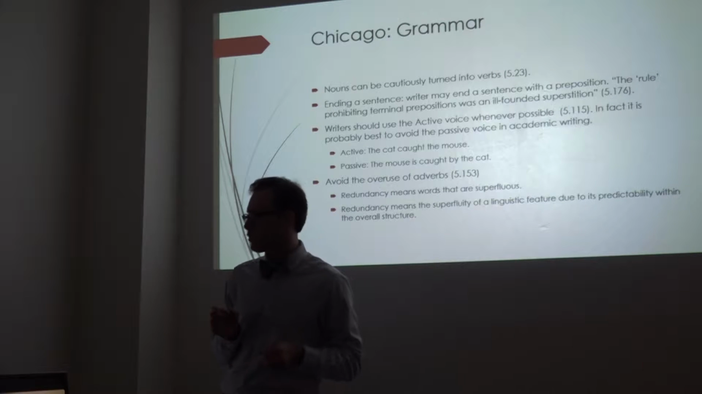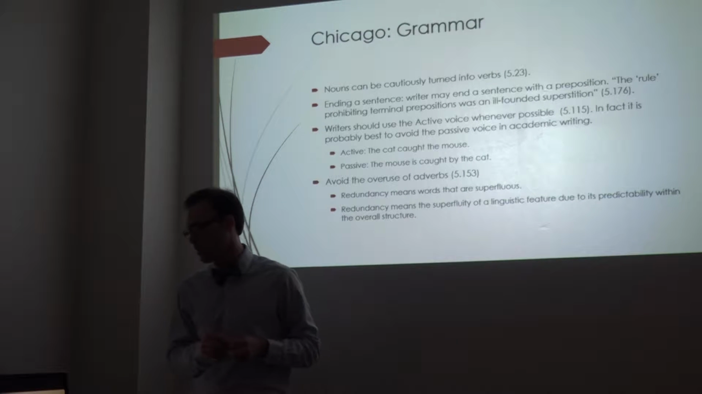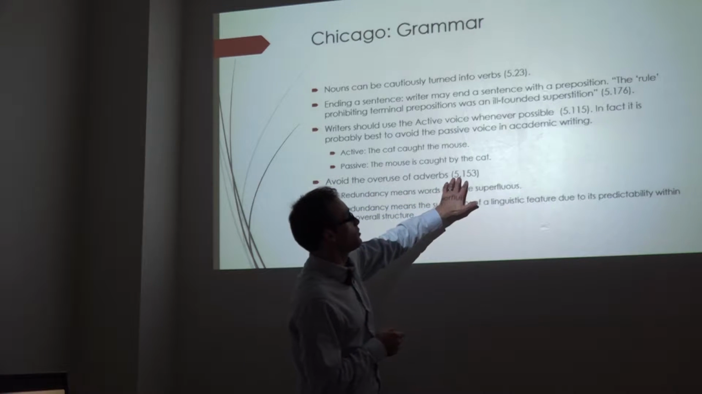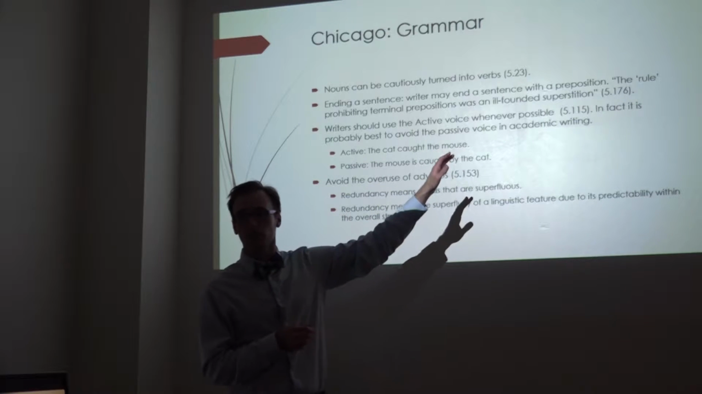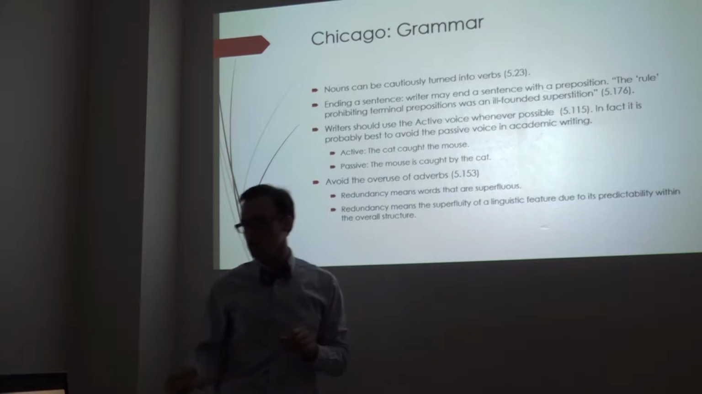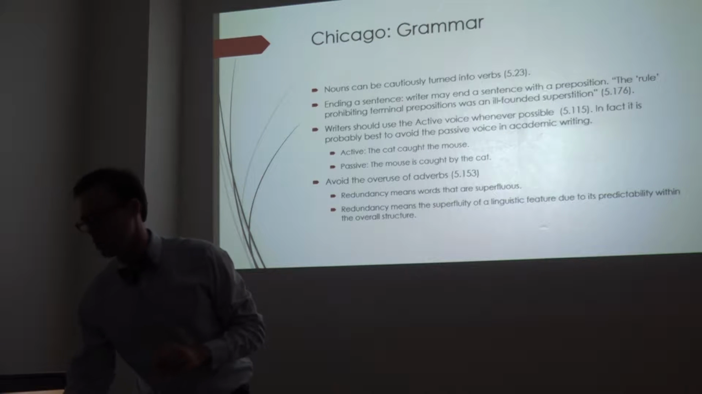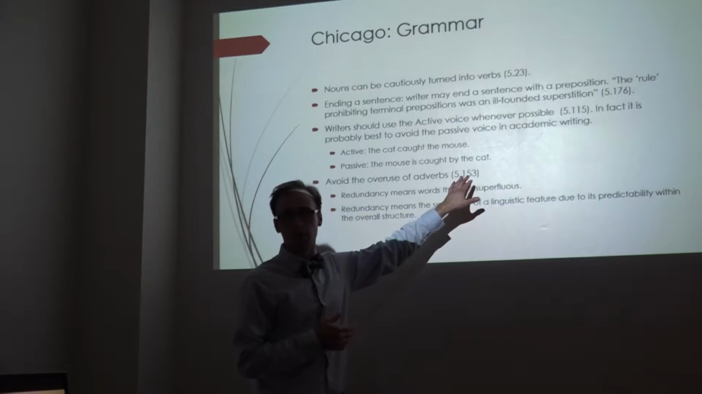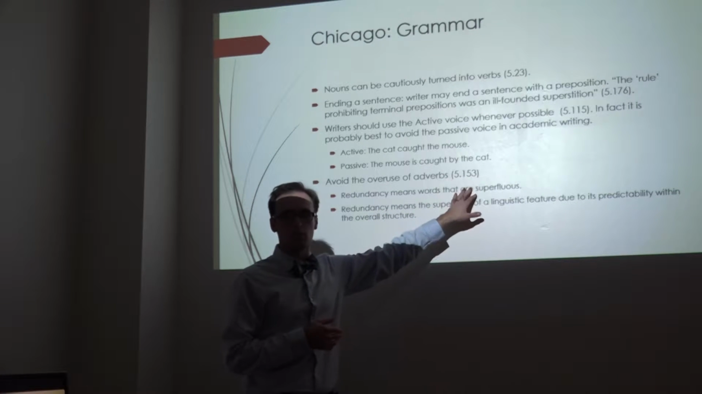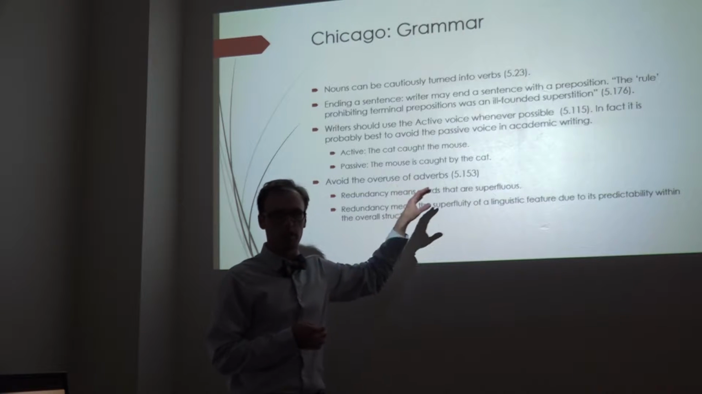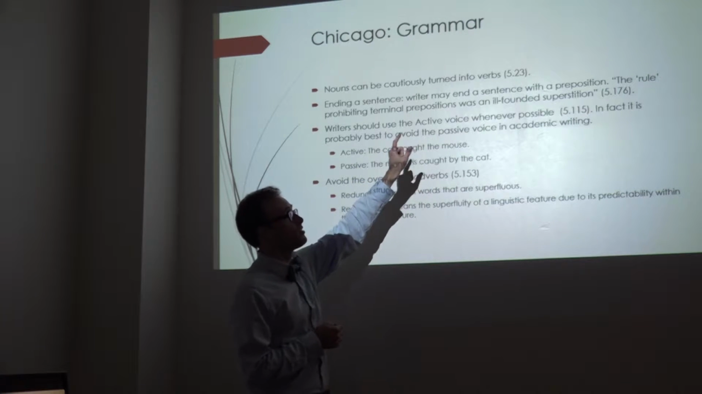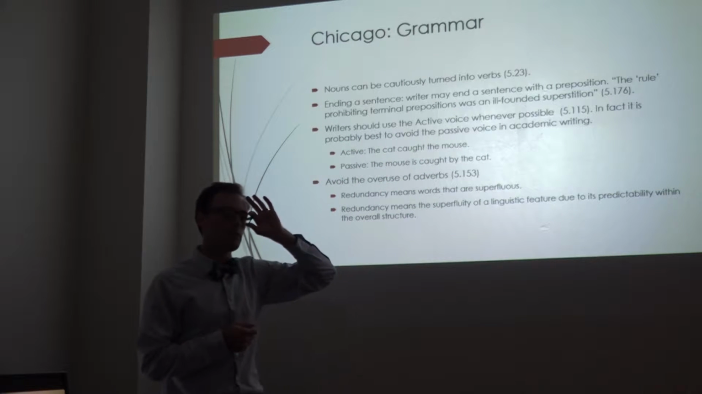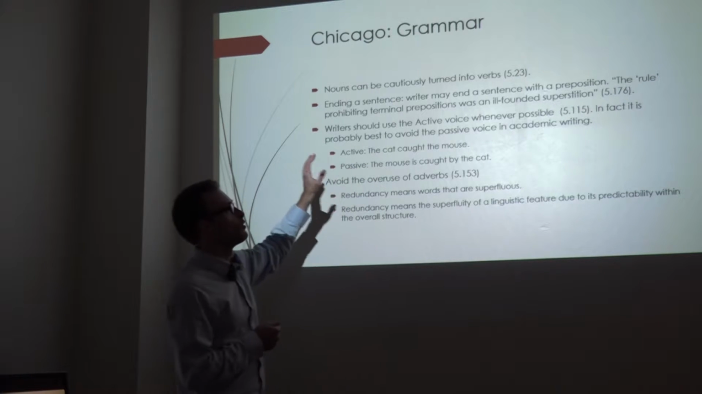So, when referring to grammar, nouns can be cautiously turned into verbs. As I'm going through, in parentheses, you'll see numbers. This refers to sections in Chicago style. When you look through Chicago style, rather than citing the page number, which I think is more difficult, find it by section and by number. If you can figure out that system, it makes reading Chicago style a lot easier. So, if you look in section 5 of Chicago, you'll see a lot of rules about grammar, voice, tense, those sorts of things. So look through chapter 5.